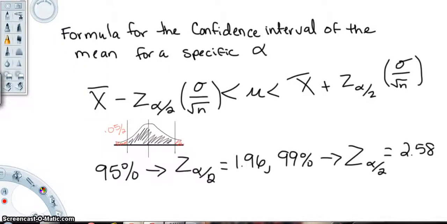So for assigning pieces to each of these parts here, we know that we have mu, which is our center line here, and we know that z sub alpha over 2 times sigma divided by the square root of n is going to be this section, and it's also going to be this section here. It's the percent underneath the curve, which will add up to the 95% we're looking for.